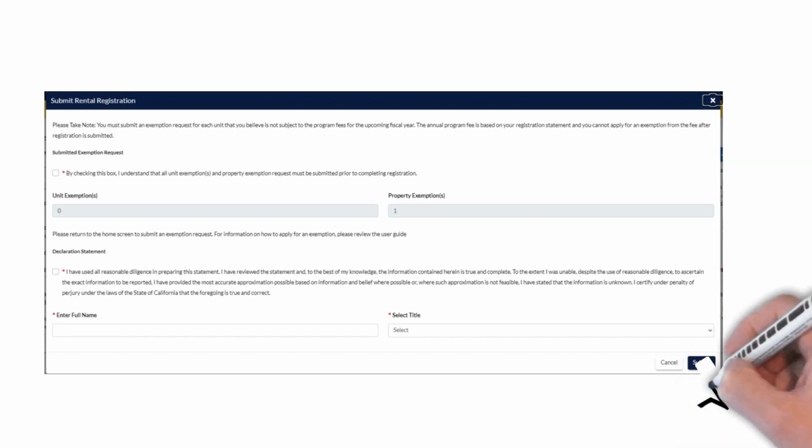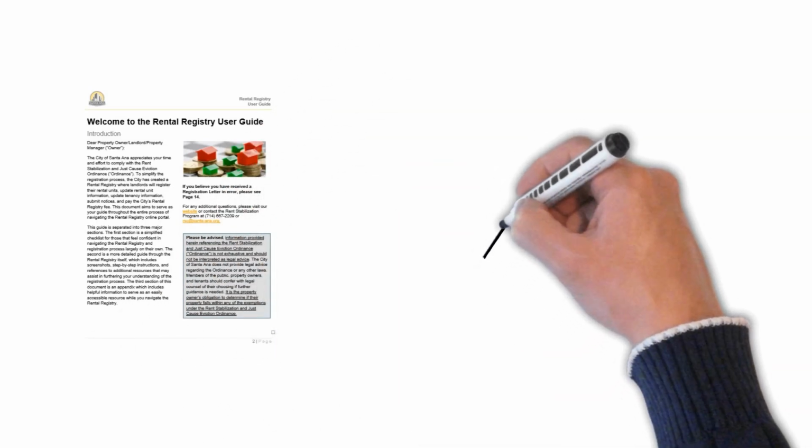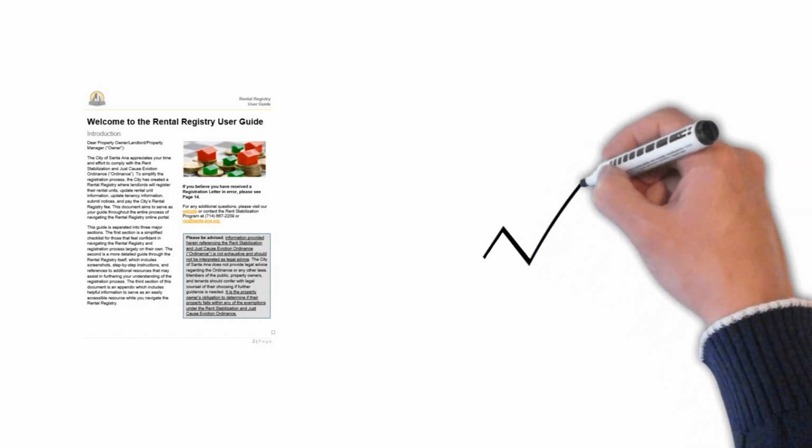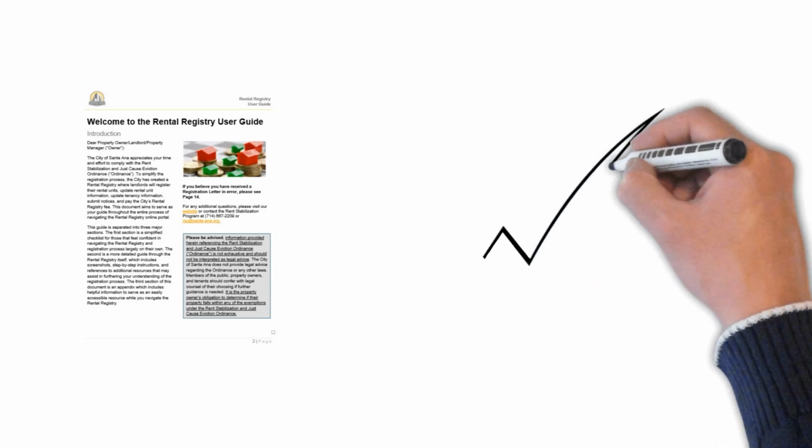After you click Submit, a new pop-up will appear stating that the registration was successfully submitted and your property status will be updated. Review the user guide on the city's website for more information about each property status. You have now completed your registration form in the city's rental registry. The city will reach out to you if any further information is needed to complete your registration.